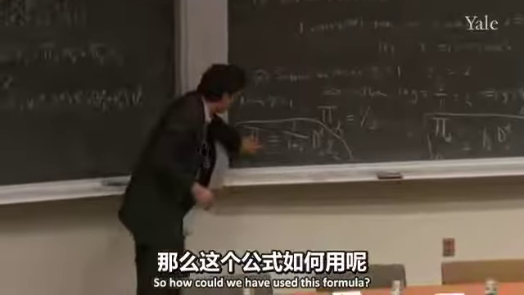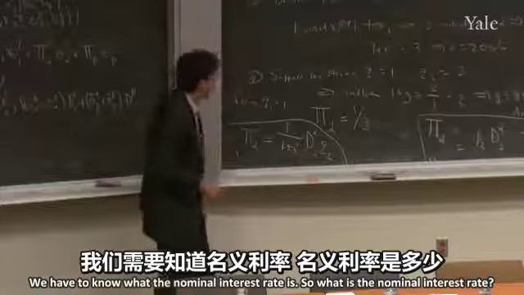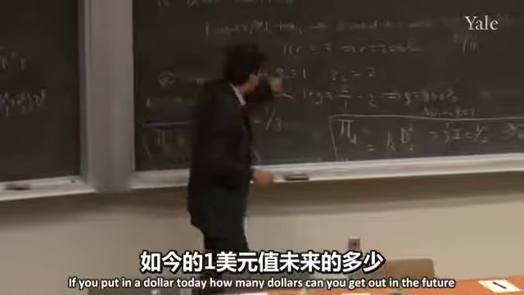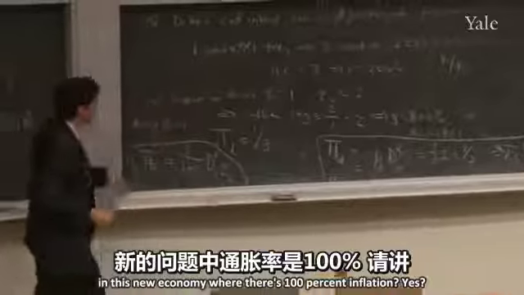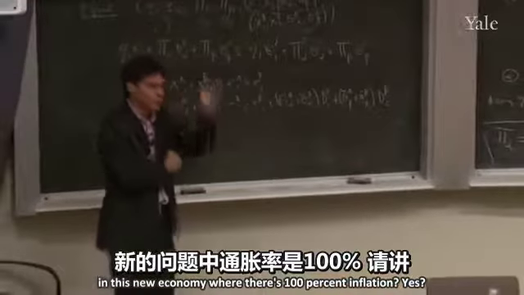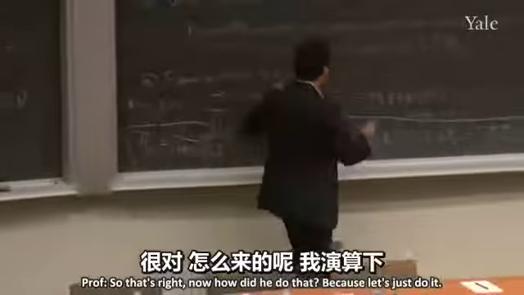So how could we have used this formula? We have to know what the nominal interest rate is. So what is the nominal interest rate? If you put in a dollar today, how many dollars can you get out in the future in this new economy where there's 100% inflation? Yes? Okay, so that's right. Now, how did he do that?